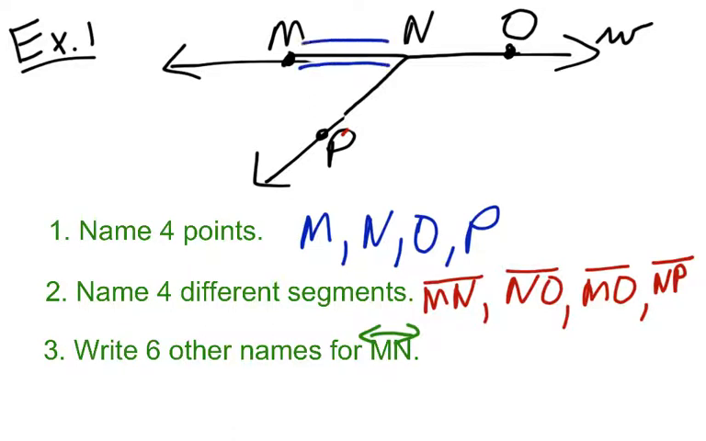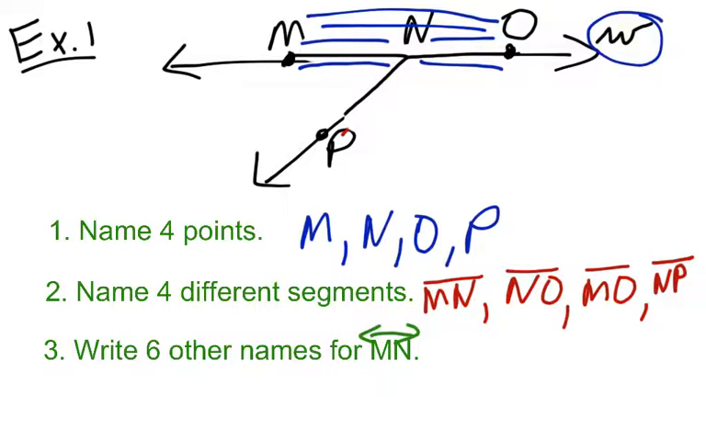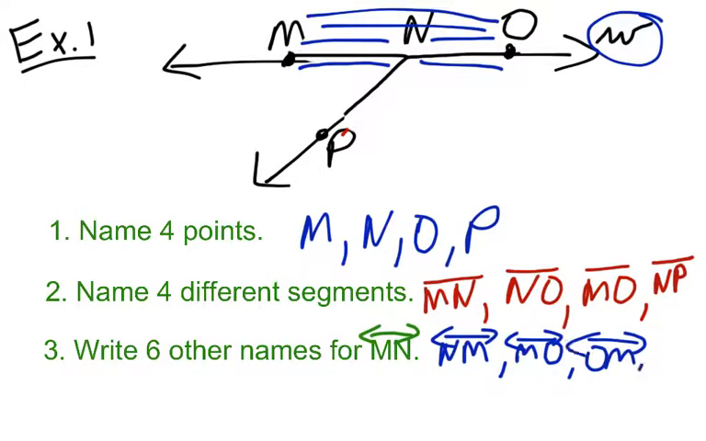So we could do MN, NM, NO, ON, MO, and OM, and we can also use this cursive letter W. Let's write those out. So we had NM, MO, OM, NO.